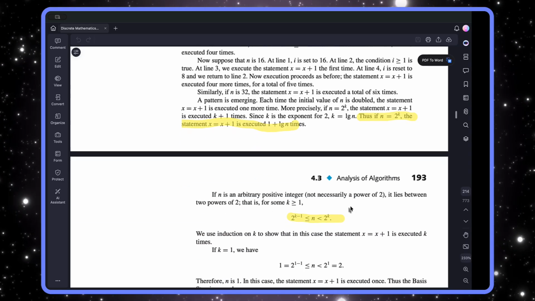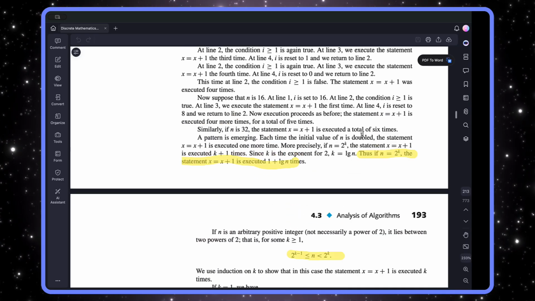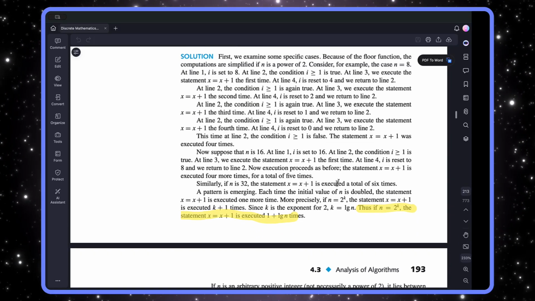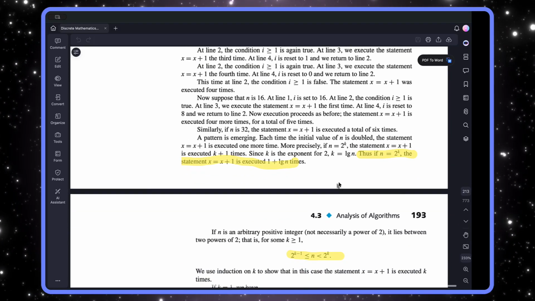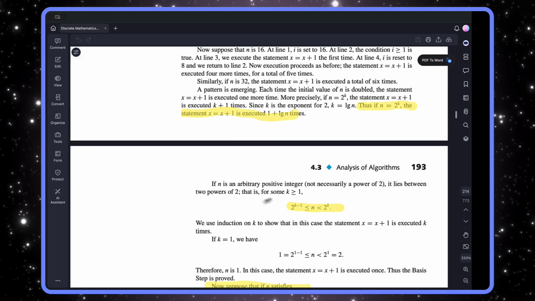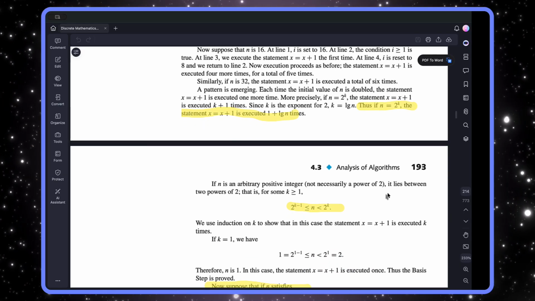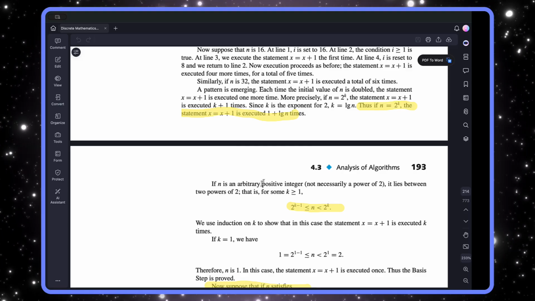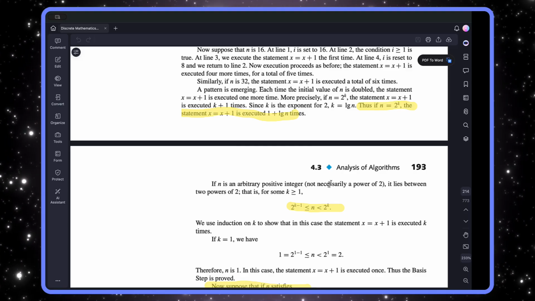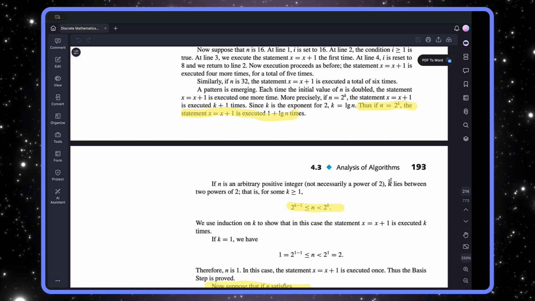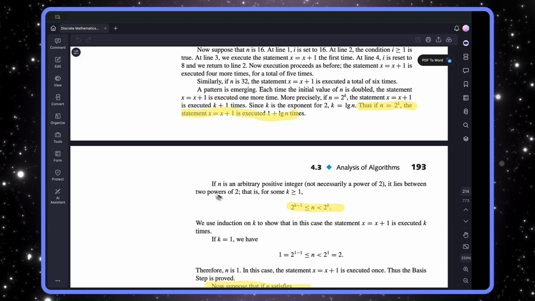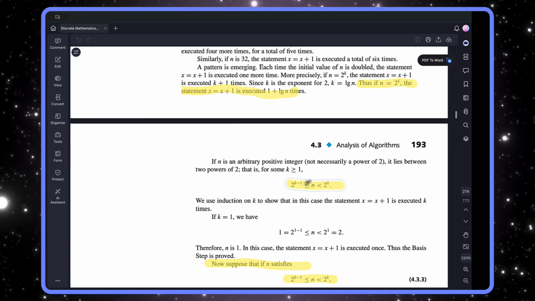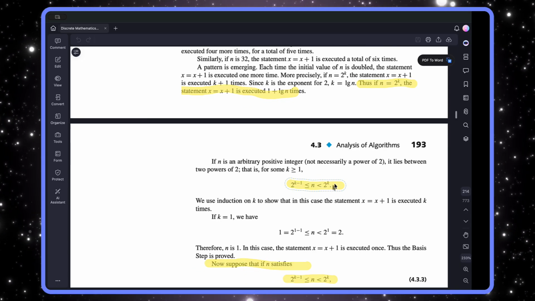Okay, however, we need to know this formula is correct for arbitrary n. So here's where there's a really wonderful trick that you'll need to employ when doing some calculations. So if n is an arbitrary positive integer, not necessarily a power of 2, that means it lies between 2 powers of 2. Thus, for some k, we would know that 2 to the k minus 1 is less than or equal to n is less than 2 to the k.